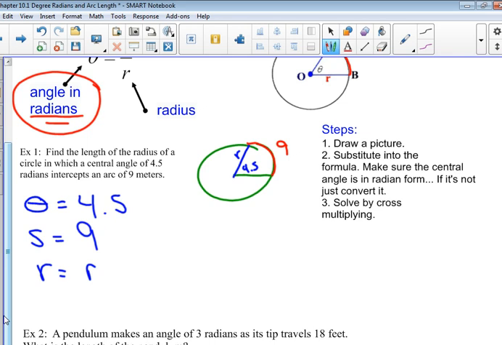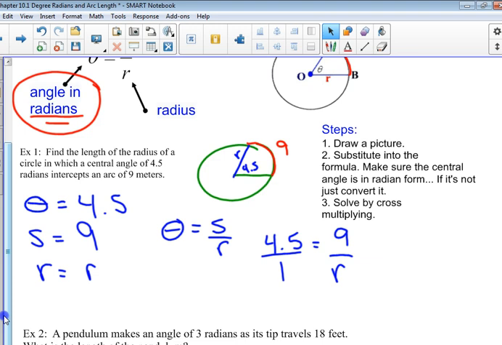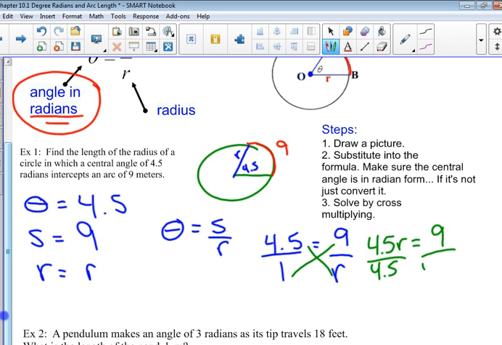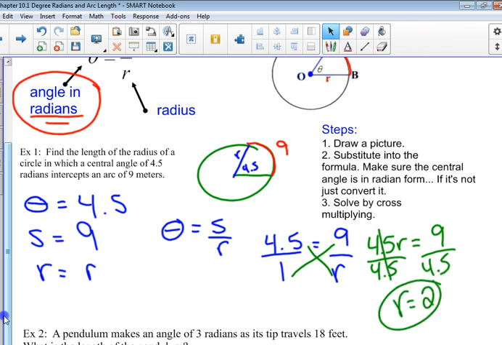All right. So we plug this stuff in. Theta equals S over R, so 4.5 equals 9 over R. If it helps you to put your whole numbers over 1, that's okay. Since we have 2 fractions with an equal sign, we just cross multiply. So 4.5 times R, and then 9 times 1 is just 9. We've got to get R alone by division, and so R equals 2. Very nice. Alright, that's it. Usually they're nice like this.